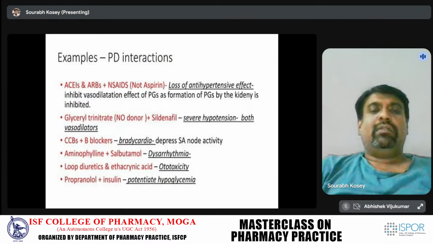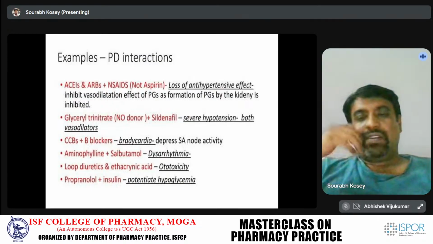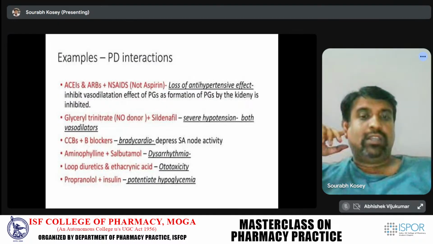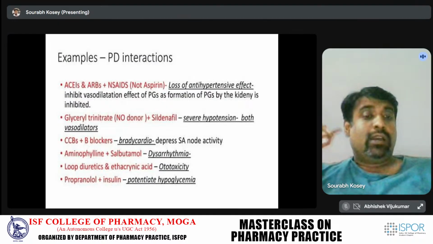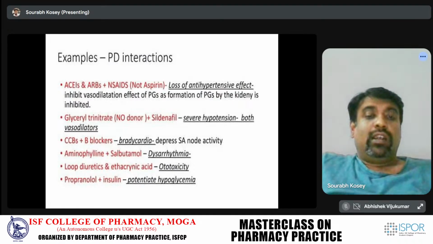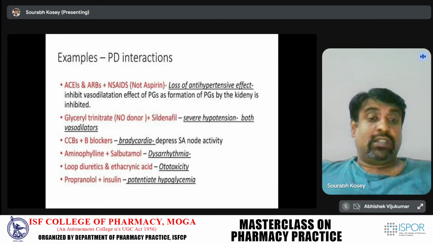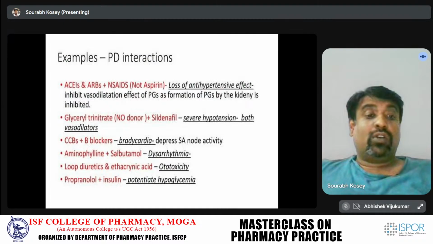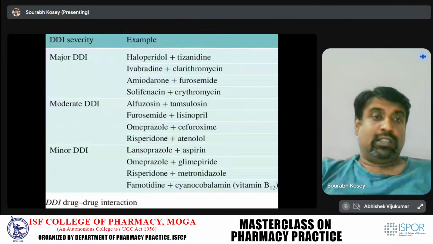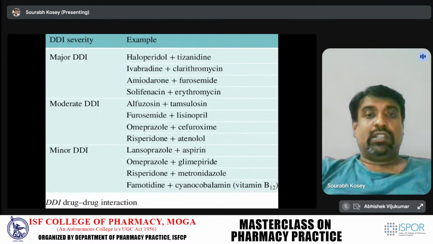blockers, and they have a lot of effects like loss of anti-hypertensive effect, severe hypotension, bradycardia, aminophylline plus salbutamol, dysrhythmia, loop diuretics plus ethacrynic acid, ototoxicity, propranolol plus insulin potentiate hypoglycemia. So drug-drug interaction, major I told, moderate, minor, haloperidol plus phenidine, etc.